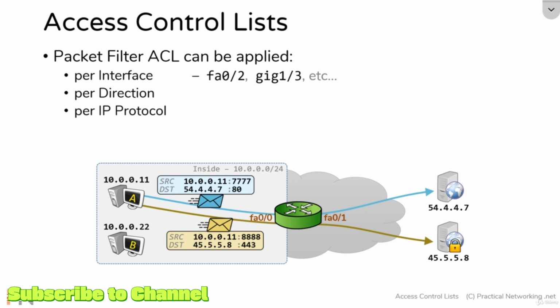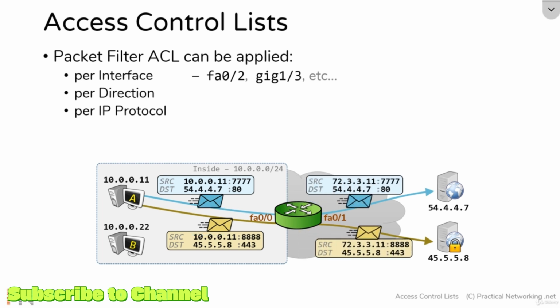Now why this is important is because depending on which interface you're going to apply your access list to, the packet might look a little different. For example, let's just say this router is performing network address translation. That would mean these two packets on the other side of the router might look a little different. Notice the source IP address has changed. Well, if I'm applying an access list to FA01 and I want to match on the source IP address, this is the source IP address I need to match. But if I'm applying my ACL to FA00, then this is the source IP address I want to match. So it's important to know where you're going to apply the access list before you actually write the access list statements.